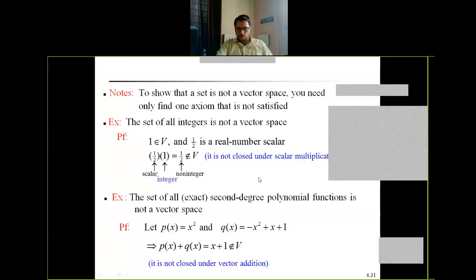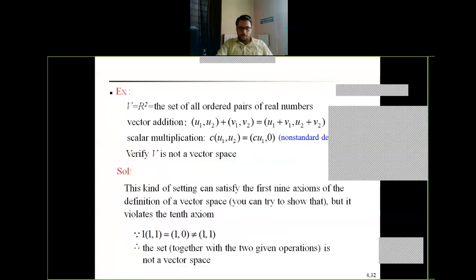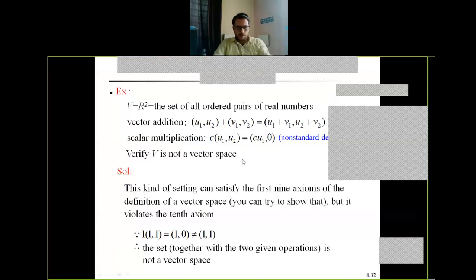Okay, can we continue? The next example is, but before this we will see one or two small examples, and then we will come to this example.